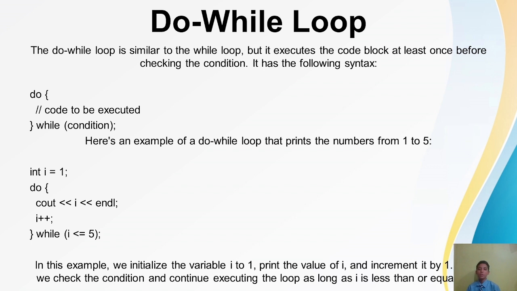int i = 1; do { cout << i << endl; i++; } while (i <= 5); In this example, we initialize the value i to 1, print the value of i and increment it by 1. Then we check the condition and continue executing the loop as long as i is less than or equal to 5.